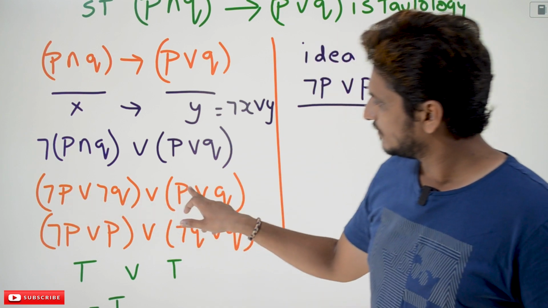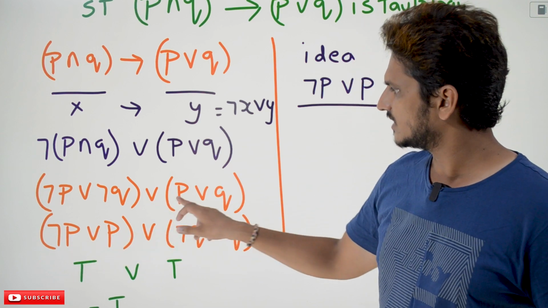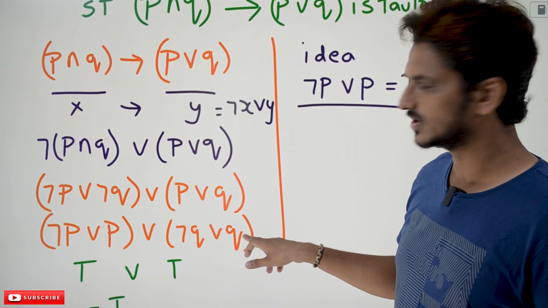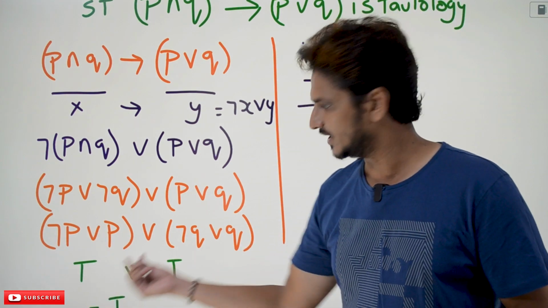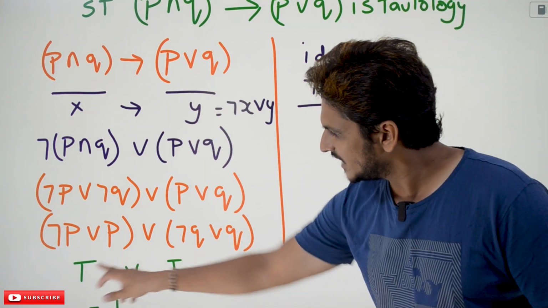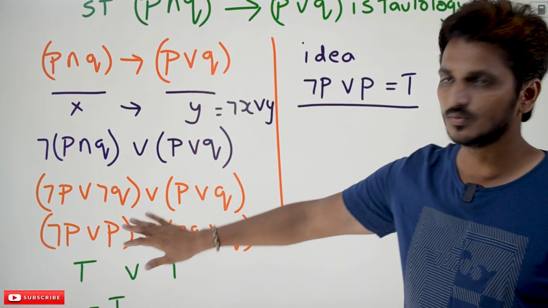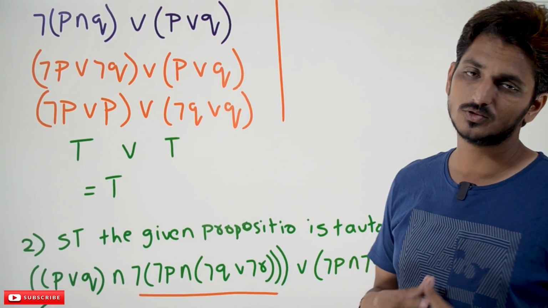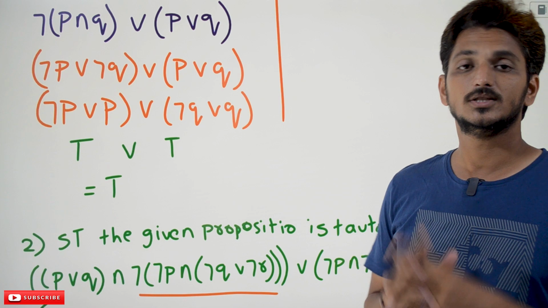So negation P and P, we make it one bracket: negation P disjunction P, disjunction negation Q and Q, making it another one: negation Q disjunction Q. We know from the basics that negation P disjunction P means true value, disjunction, negation Q disjunction Q means true value. T disjunction T means T. So finally we reduce this equation into T, which shows it is a tautology. Always you are going to get a true value, that's why we say it is a tautology. This is how we need to reduce.